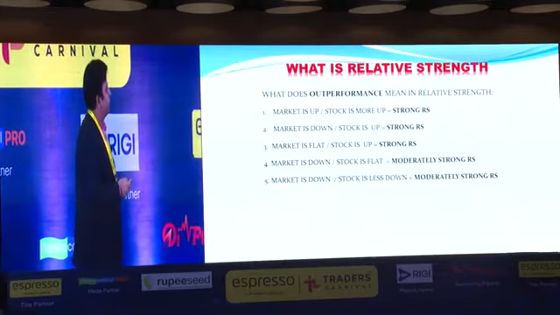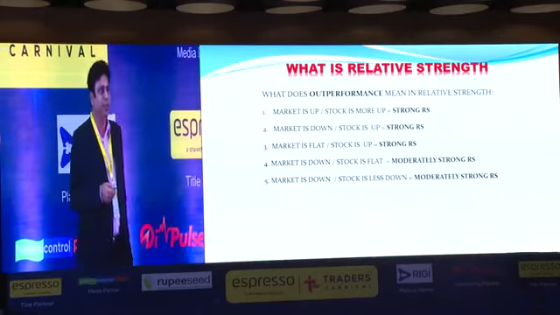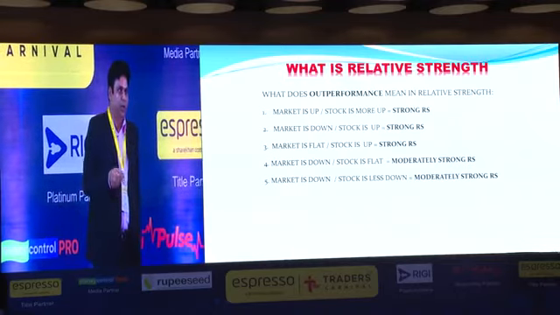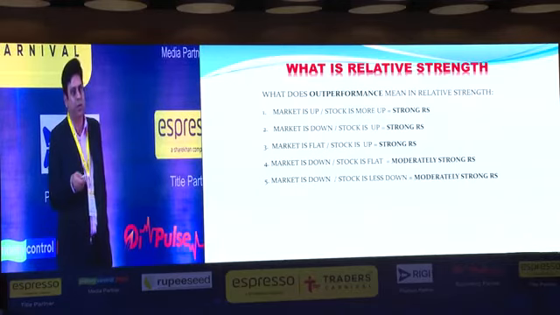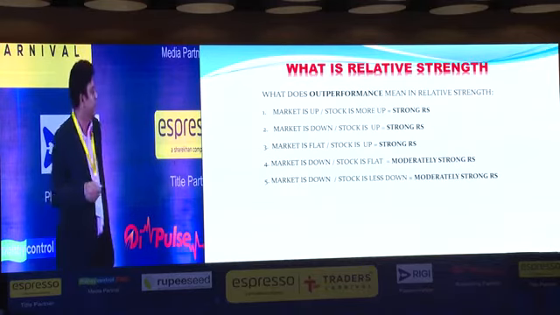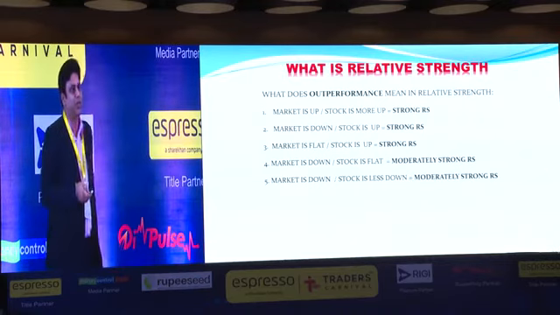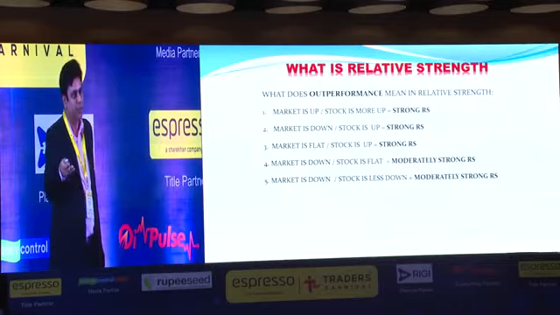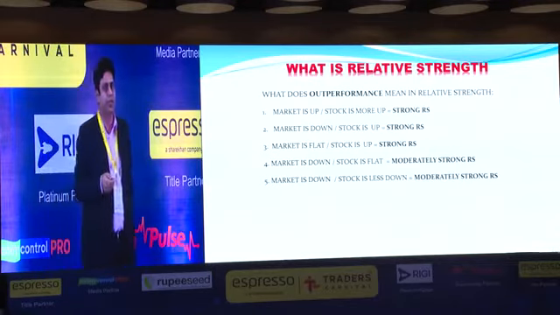So friends, what does outperformance mean in relative strength? What does it actually mean? The general misconception is, okay, the stock is increasing over a period of time, so it is outperforming. No, it's not exactly that. When the markets are up, the stock is more up. So obviously it has got a strong RS. Let's say the market is up 5%, the stock is up 8%. Obviously it is outperforming. That particular stock has got a strong relative strength.